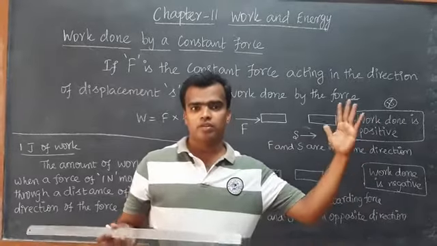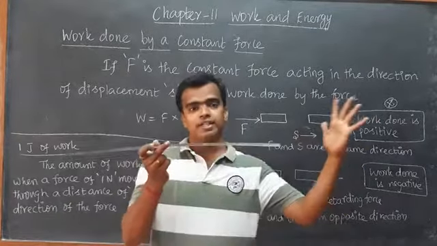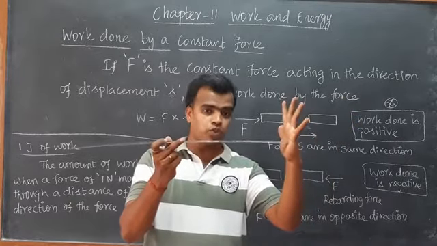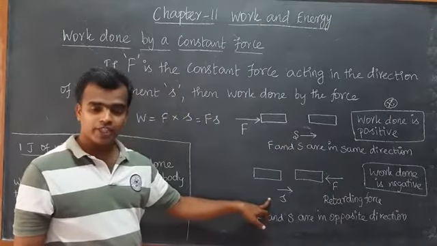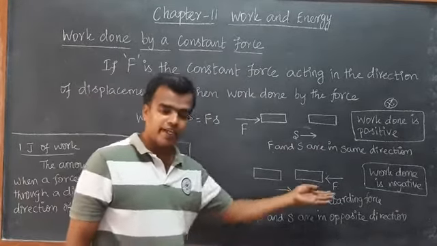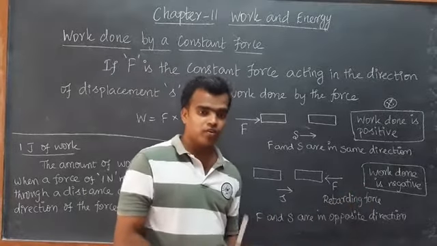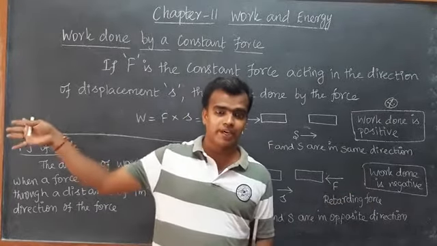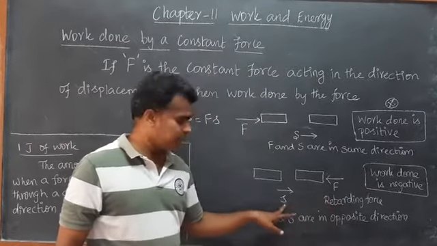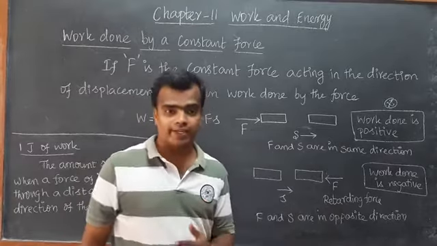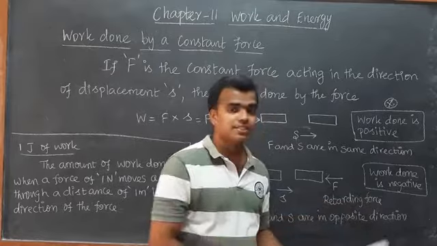That time the applied force is the retarding force, which is opposite to the direction of displacement. So note down in this diagram the displacement in that direction towards my left hand side, and this retarding force is acting towards my right side. So in these cases the retarding force and the displacement are acting in opposite directions. We can conclude the work done is negative.